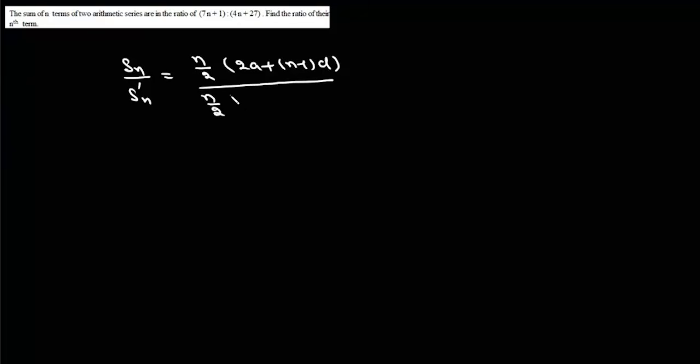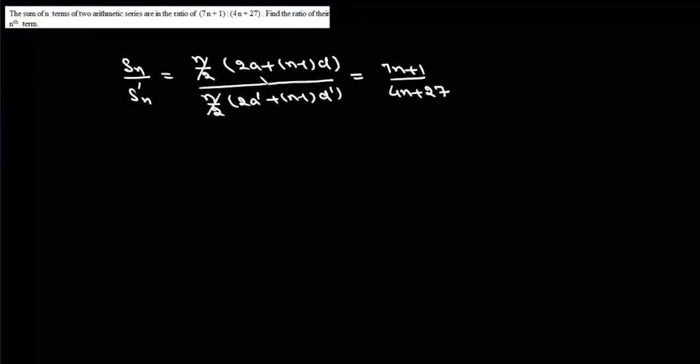Now it says the sums of n terms of two arithmetic series are in the ratio (7n plus 1) upon (4n plus 27). Find the ratio of their nth terms. Now we are given the ratio of their sums of n terms. So let them be Sn and S dash n. Now the sum of n terms for the first series is n by 2 into (2a plus (n minus 1) into d), and for the second series it will be n by 2 into (2a dash plus (n minus 1) into d dash), and it is equal to (7n plus 1) upon (4n plus 27). Now this n by 2 will cancel.